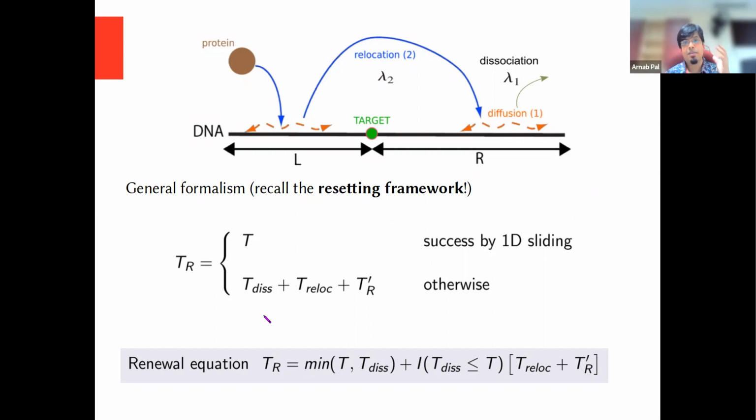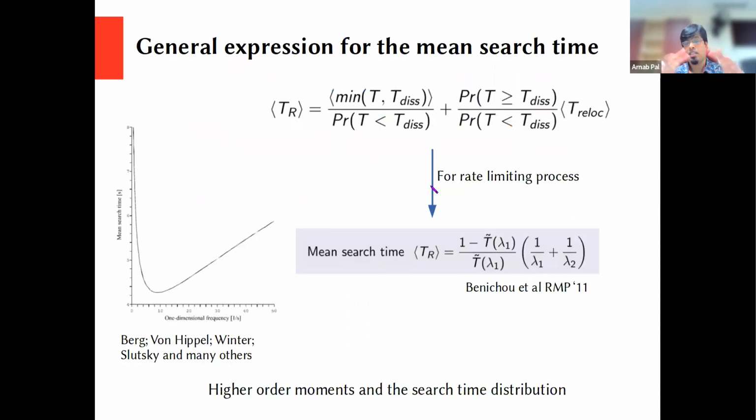So then what happens in this particular case is that I have a time for this dissociation, and then there's a time for relocation, okay? And then when it again comes back to another arbitrary point in the DNA, it has forgotten about it, so the search must be a new one, right? So I have the same process again repeating. You are almost getting familiar with the structure now. And you can now close these equations and get a mean, skipping all the details. I can show that the mean search time goes like this.